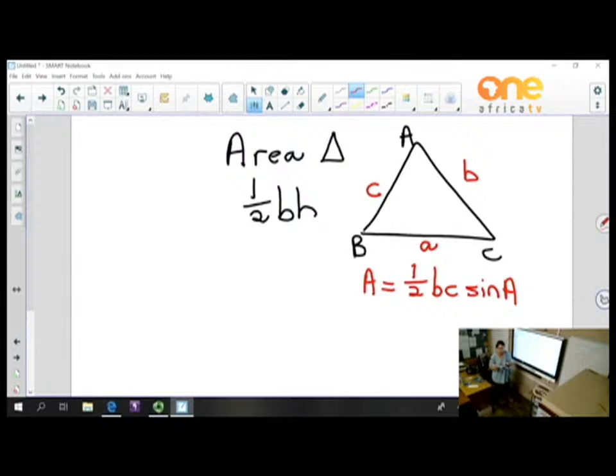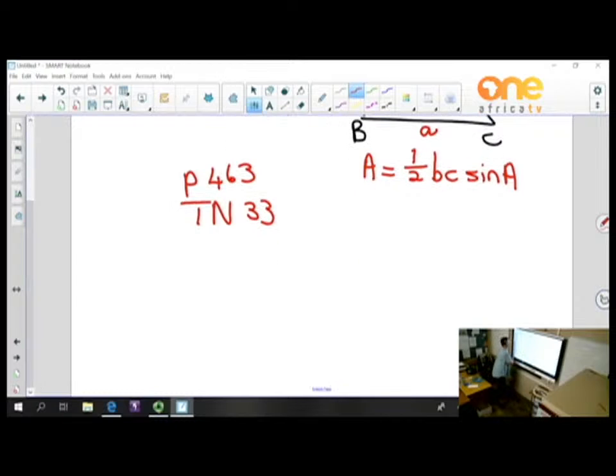In the textbook, you can look on page 463, and we're looking at Try Now 23. Now, this is very easy because this is just in right angle triangles. If you look at the exercise, it's just a right angle triangle. We work with half base times height. Just remember that your base and your height must be perpendicular.